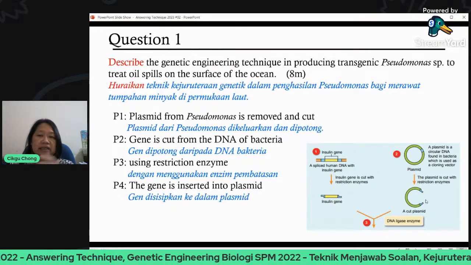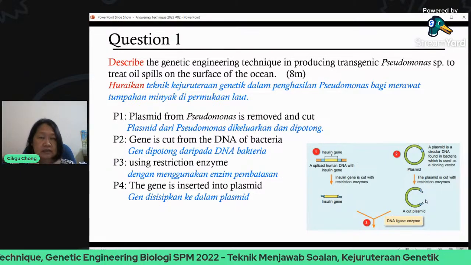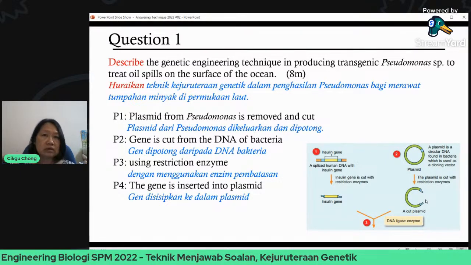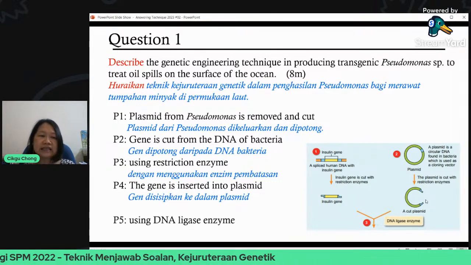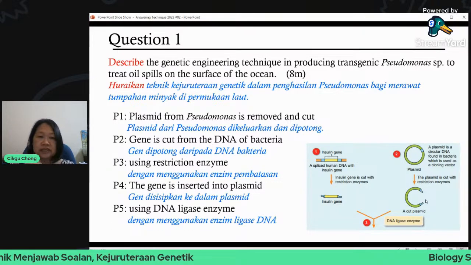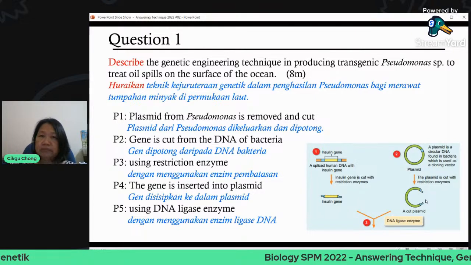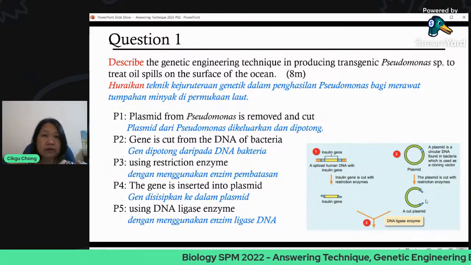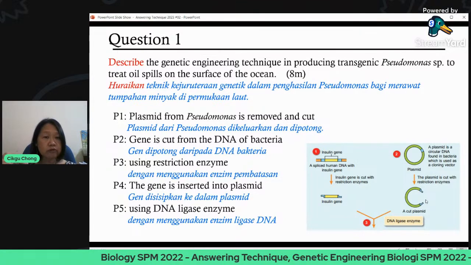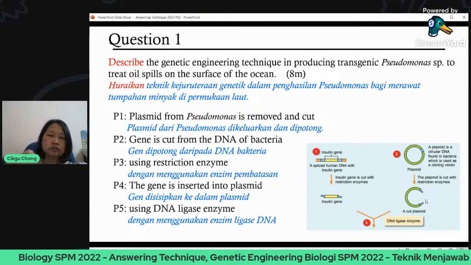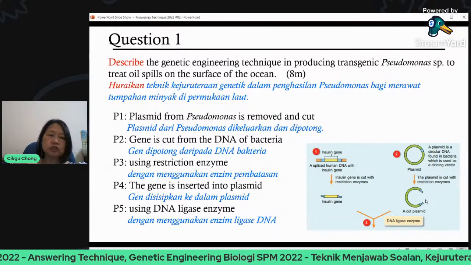And then you use the enzyme to join it back together. The enzyme that you use to join it back together is called DNA ligase. Okay, so the DNA ligase is to join it back. The restriction enzyme is to cut. Okay, remember, restriction enzyme to cut, remove the segment, you use the DNA ligase enzyme.